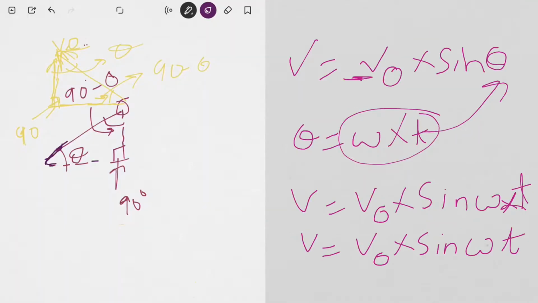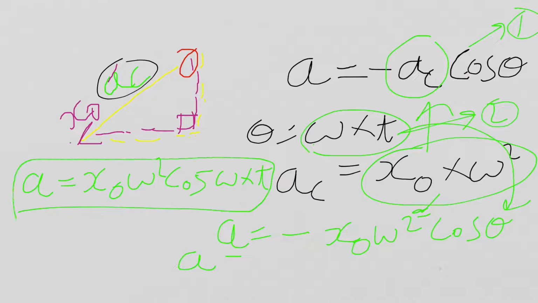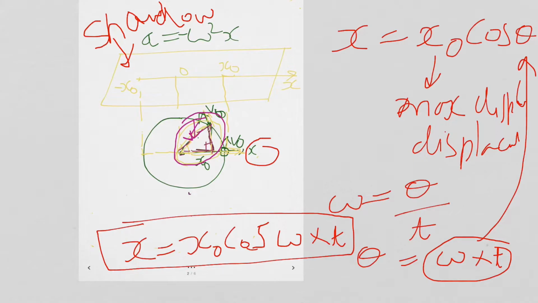Acceleration will be given by x0, maximum displacement, into omega square cos, then instead of theta we will write omega into t. So this is the formula for acceleration which we have derived. I will write this formula on the next page. So acceleration is equal to minus maximum displacement omega square cos omega t.